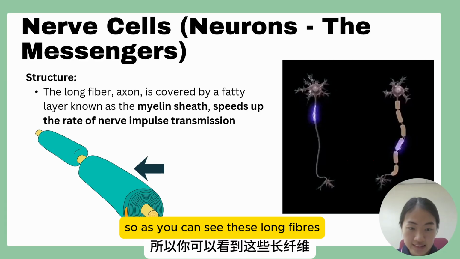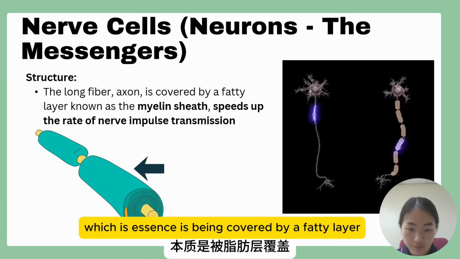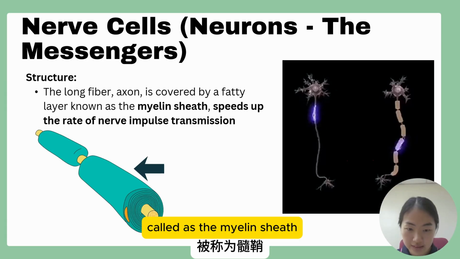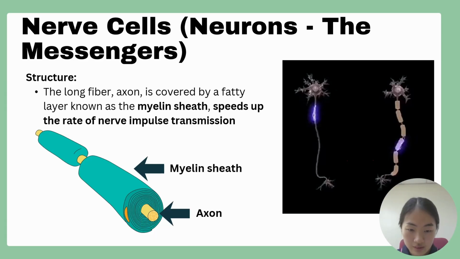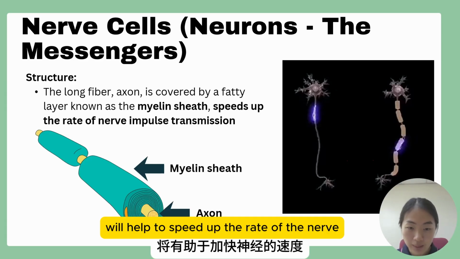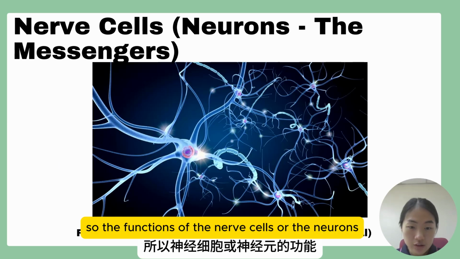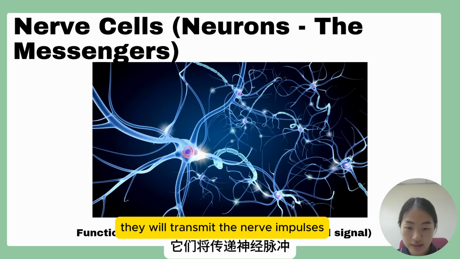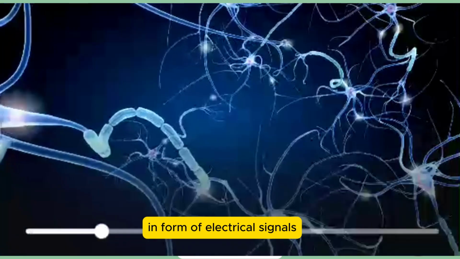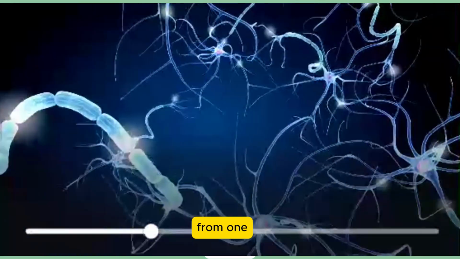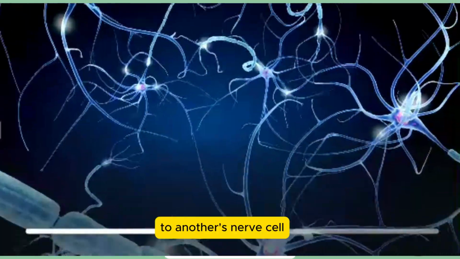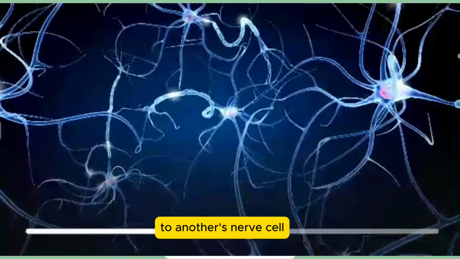As you can see, this long fiber, which is the axon, is covered by the fatty layer called the myelin sheath. This myelin sheath helps to speed up the rate of nerve impulse transmission. So the function of the nerve cells or neurons is to transmit the nerve impulse in the form of electrical signals from one nerve cell to another.